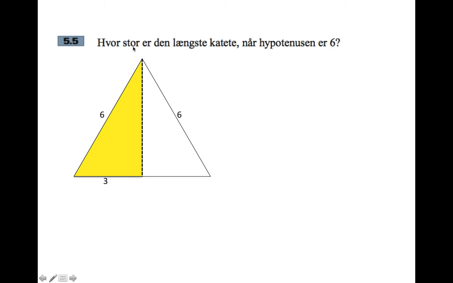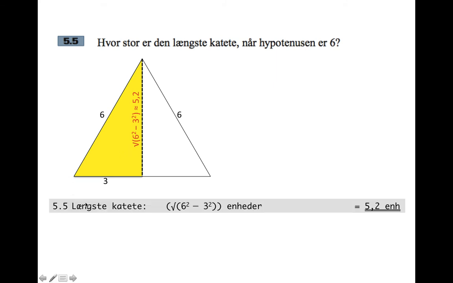5.5. How big is the shortest side, the longest side, when the hypotenuse is 6? Okay, so the hypotenuse is 6. We're just looking at the yellow bit there, one of the two right-angled triangles. The longest side, the hypotenuse, is 6. We know that the shortest side is half of that, which is 3. So how long is the longest side in the right-angled triangle? Well, that's what I did before when I was working out the area. And I got it to be the square root of 6 squared minus 3 squared, which was 5.2, using Pythagoras. So longest side, square root of 6 squared minus 3 squared equals 5.2 units. So you can go back to the previous part of the question if you want another look at the reasoning for the Pythagoras there.